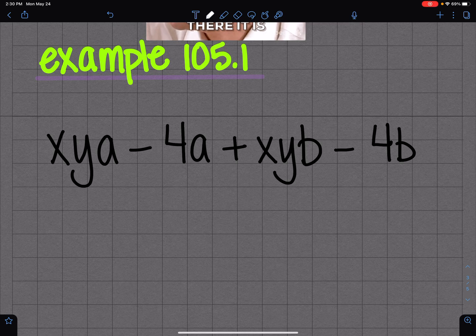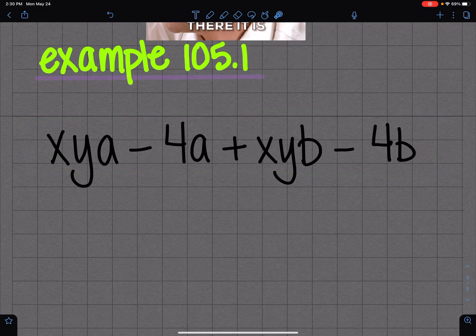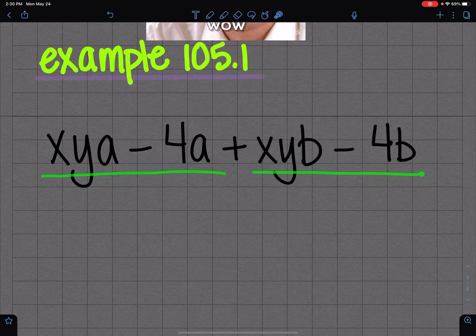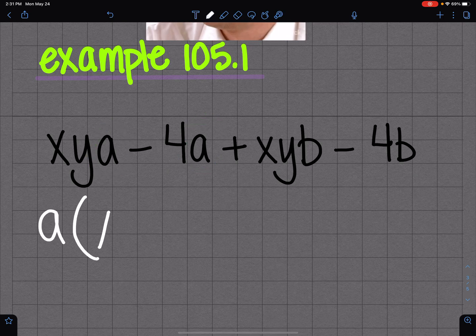105.1. They want us to factor this expression. So it's just a big, long expression. There's no equal sign. They've set it up for us so we can see what is the same out of the first two terms and then what is the same out of the last two. So we've got an a in both of these terms, so let's pull that out and see what happens.